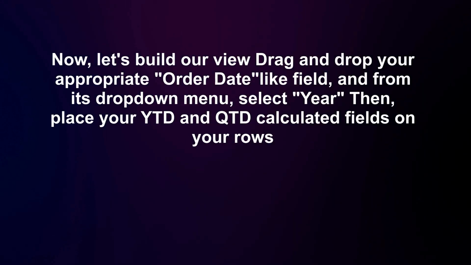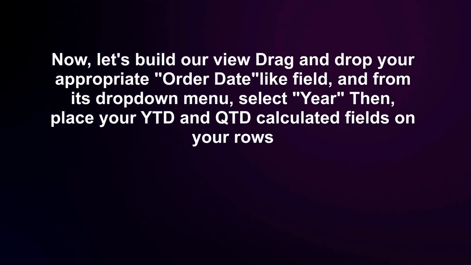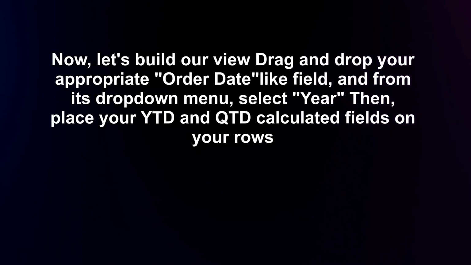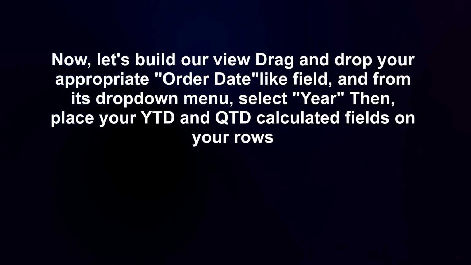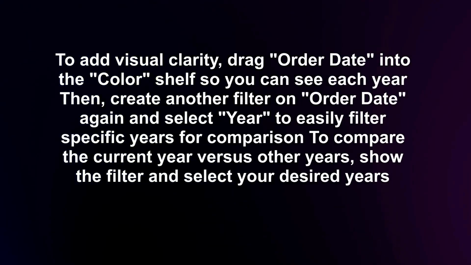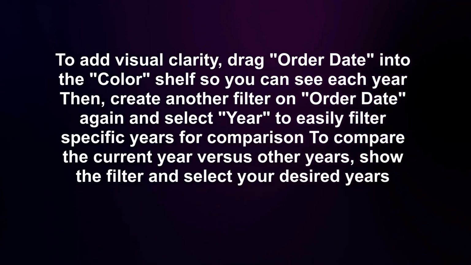Now, let's build our view. Drag and drop your appropriate order date-like field, and from its drop-down menu, select year. Then, place your YTD and QTD calculated fields on your rows. To add visual clarity, drag order date into the color shelf so you can see each year.